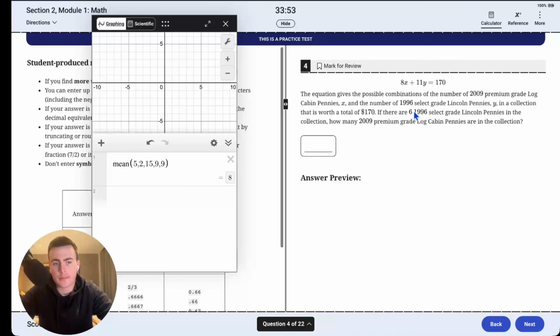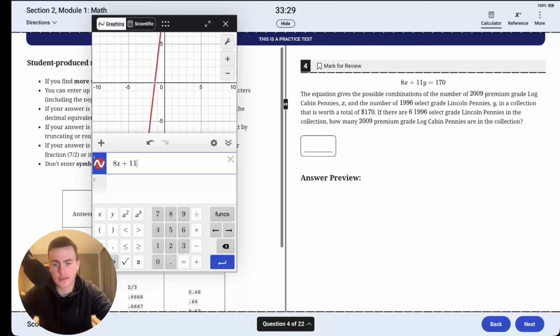The equation gives the possible combinations of the number of 2009 log cabin pennies X and the number of 1996 select grade Lincoln pennies Y in a collection that is worth a total of 170. If there are 6 1996 select grade, which is the second one, Y, how many 2009 premium grades are there? Okay, this is confusing, a lot of numbers, but the gist is your equation is 8x plus 11y equals 170. It tells you there are 6 select grade pennies, which are Y. So we're plugging 6 in here. And we need to find out how many premium grade log cabin pennies are in the collection.